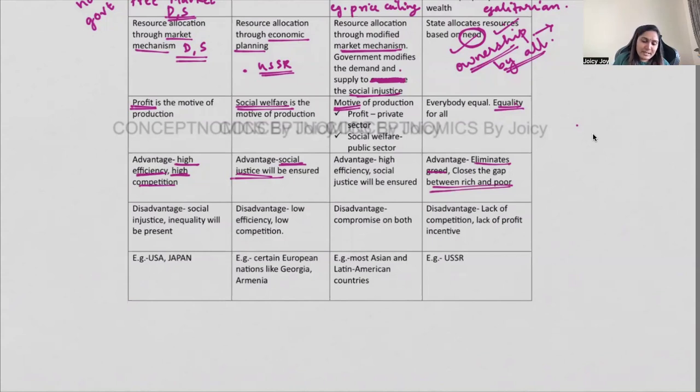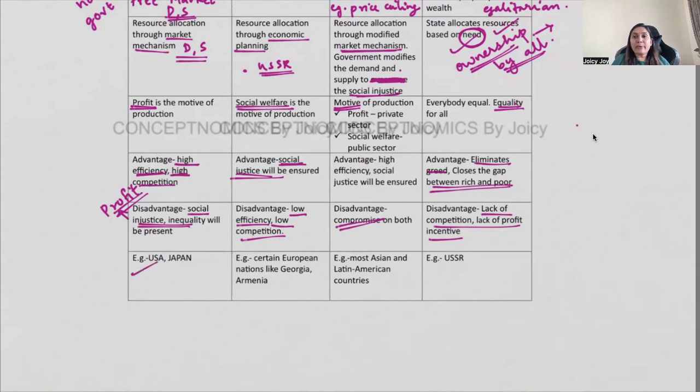The disadvantage of a capitalist economy is that social injustice and social inequality will be present because the primary motive here is profit. The disadvantage of a socialist economy is that there would be low efficiency and low competition. Now, the disadvantage of a mixed economy, as I said, is that there would be a compromise on both. Efficiency won't be that high and social welfare will not be as high as in the case of a socialist economy. Now, in the case of a communist economy, lack of competition and lack of profit incentive is the problem. Examples are given here. You can go through the examples.